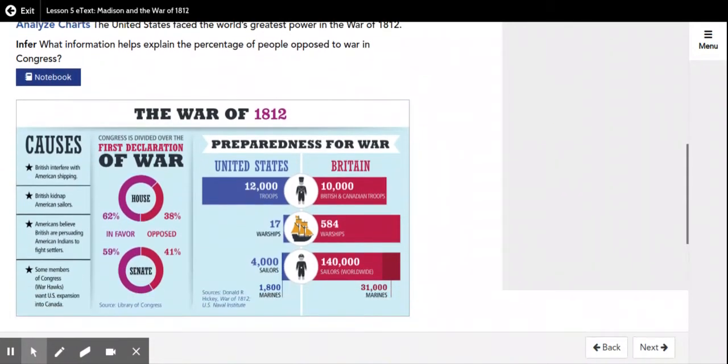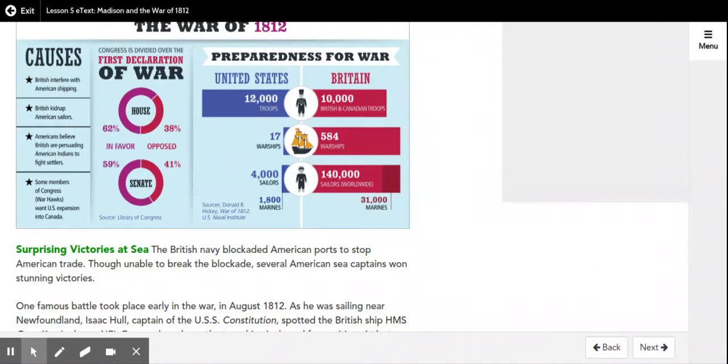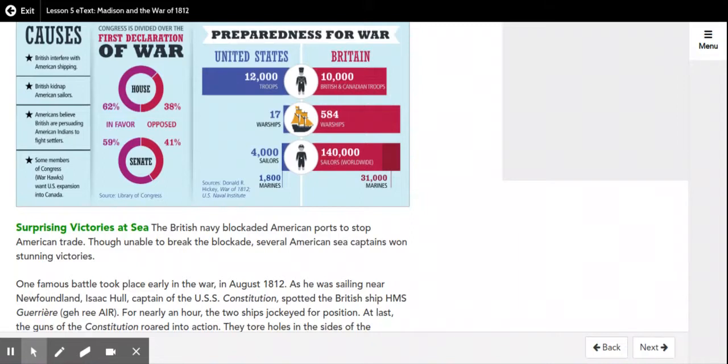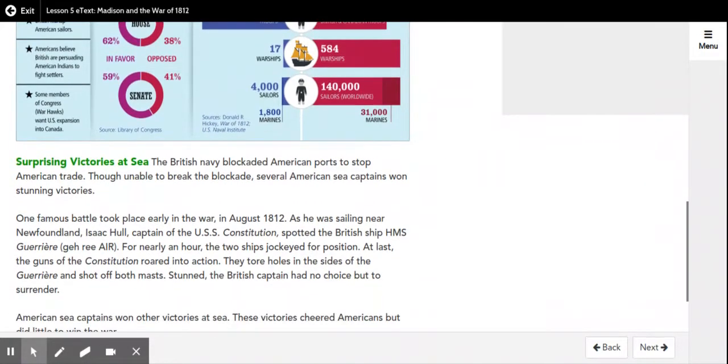Surprising victories at sea. The British Navy blockaded American ports to stop American trade. Though unable to break the blockade, several American sea captains won stunning victories. One famous battle took place early in the war, in August 1812. As he was sailing near Newfoundland, Isaac Hull, captain of the USS Constitution, spotted the British ship HMS Guerriere. For nearly an hour, the two ships jockeyed for position. At last, the guns of the Constitution roared into action. They tore holes in the sides of the Guerriere and shot off both masts. Stunned, the British captain had no choice but to surrender.